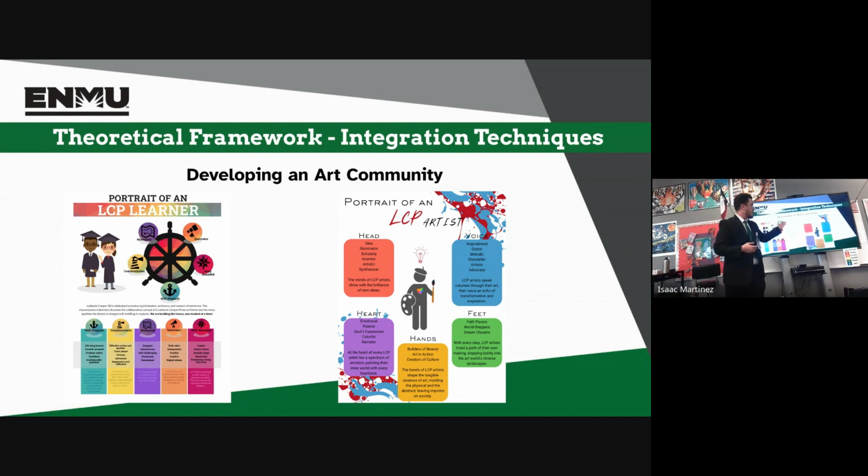I'll just read a couple. For the head, we have ideas, scholars, and artists. For the heart, we have emotional, soul of expression, colorful. For the hands, builders of beauty, artists in action. For the voice, storyteller, artistic, and advocate. And then for the feet, path makers and dream chasers. And then it just gives a little blurb of what that means.